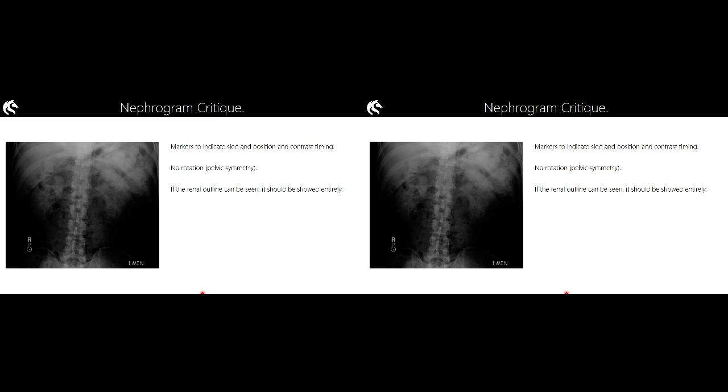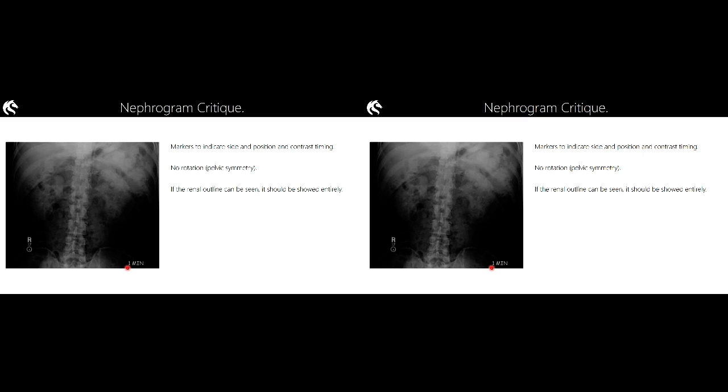Now, on the critique, I've indicated here markers to indicate side and position and contrast timing. A nephrogram might be undertaken with contrast. That is traditionally the case with an IVP projection. So it's uncommon to utilise contrast anymore because it's uncommon to do these IVP ones. But if you're giving contrast, then put a marker on to indicate the time since contrast injection.